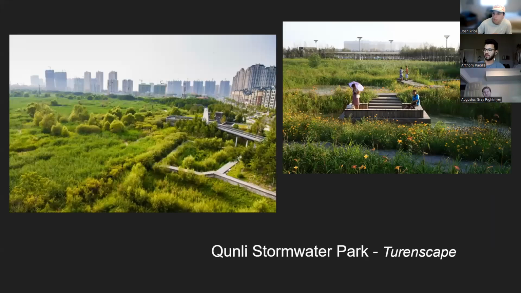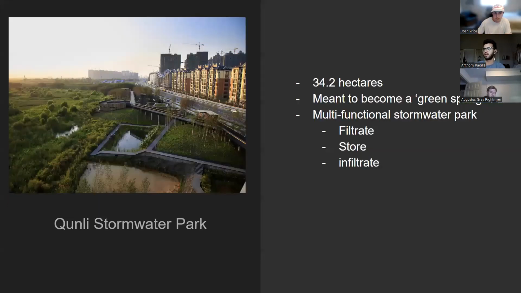And now we'll move into a few examples of successful wetland design. The first one being Kunli Stormwater Park. This is in Kunli, China, and it's viewed as a very successful large-scale wetland project within an urban area. The site is 34 hectares and it's surrounded by a city and a river to the north. Originally this whole area used to be a series of marshlands and wetlands, and as development continued, that area was reduced and reduced until what it was before this project.